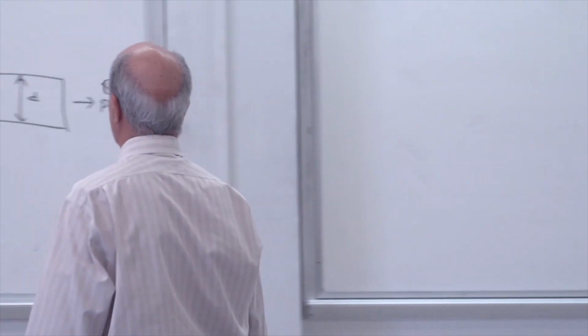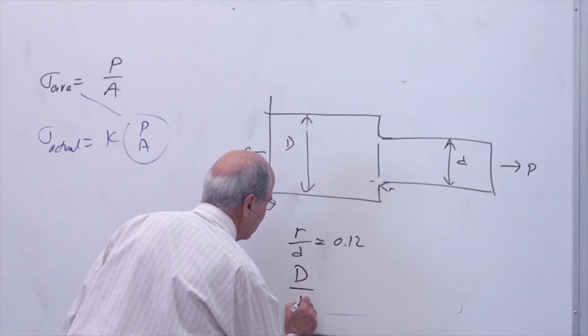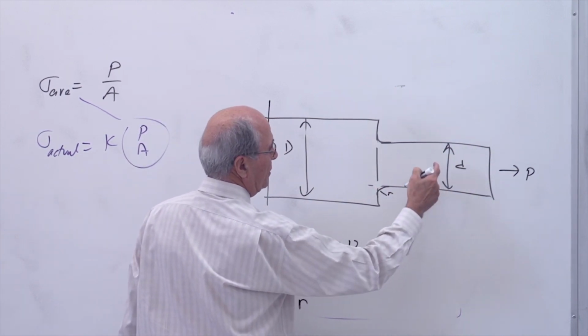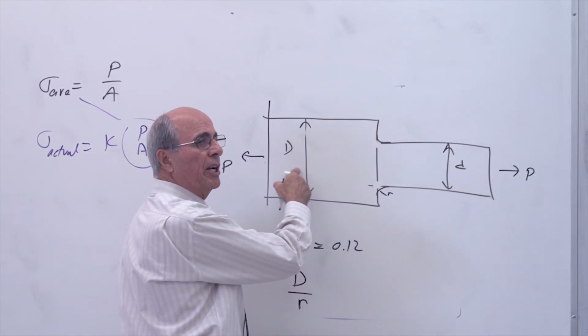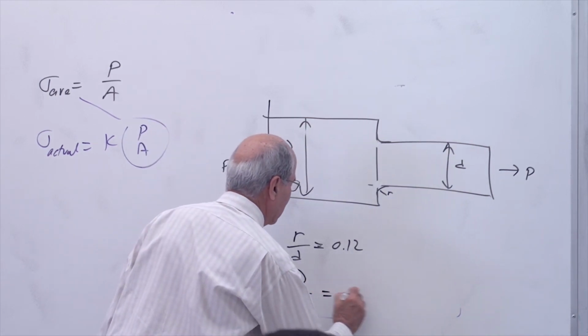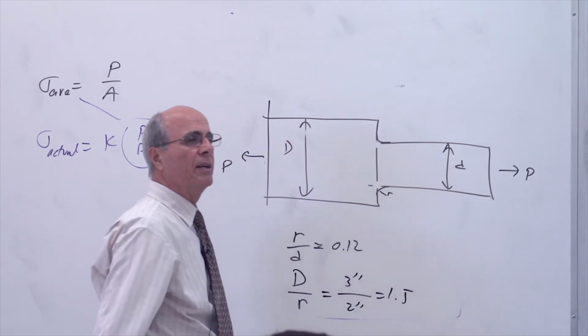Capital D over small d. The next number you calculate, just follow what is there. Let's say the ratio, this is 2 inch, and this is 3 inch. So the ratio is 1.5. Everybody understands? It happens that the D is 3 inch, and that's 2 inch. So the ratio becomes 1.5.